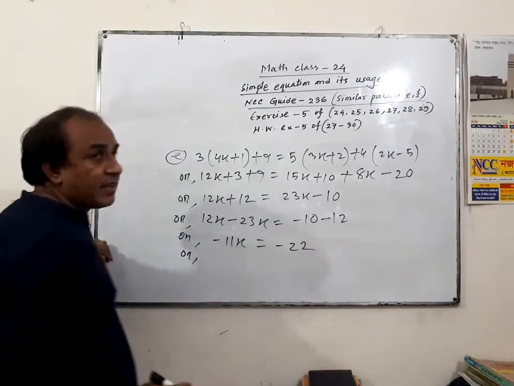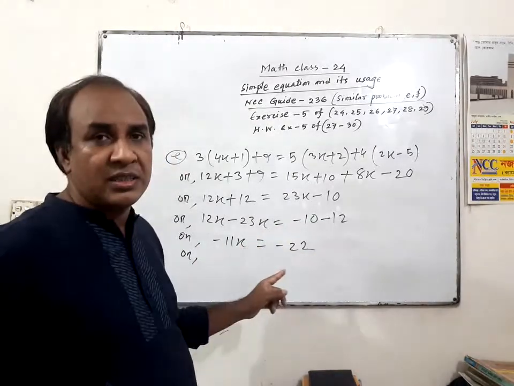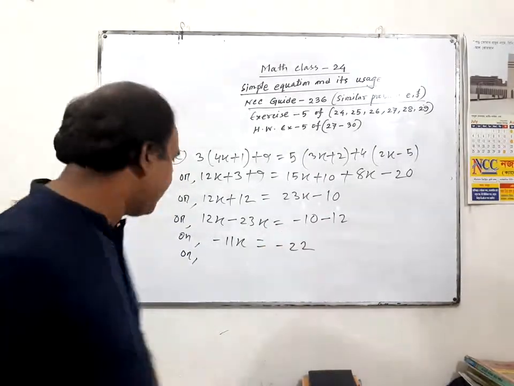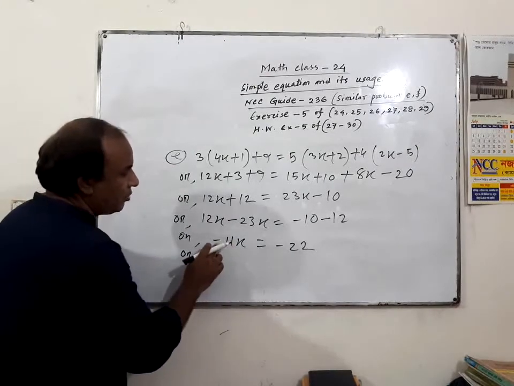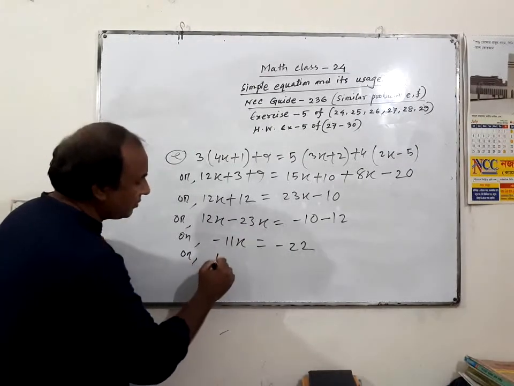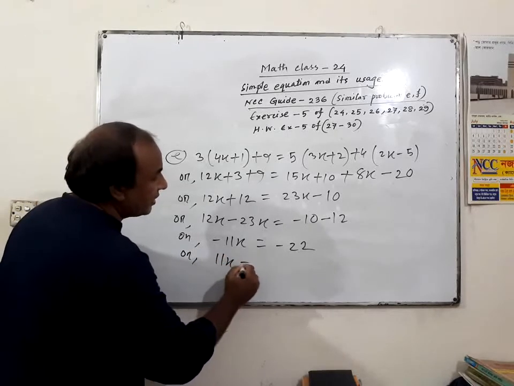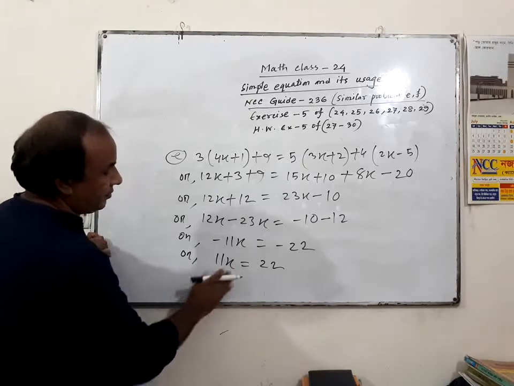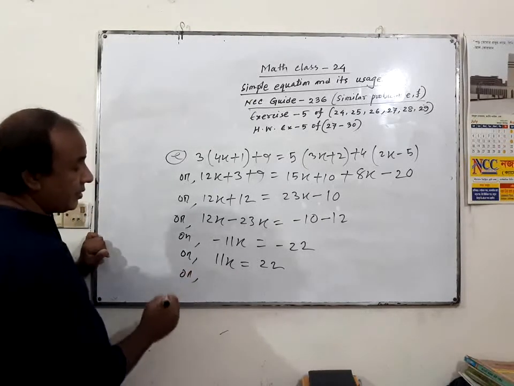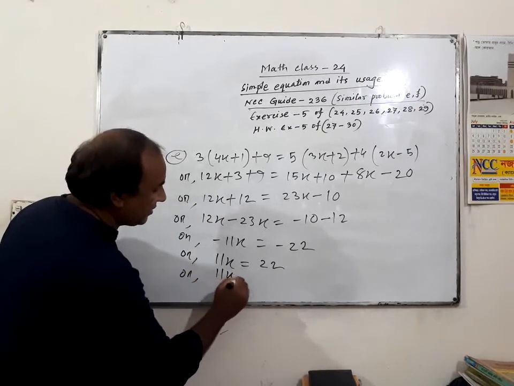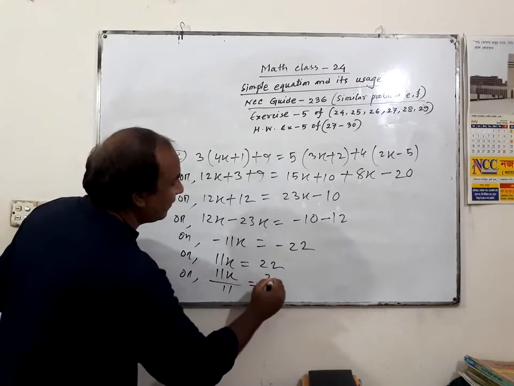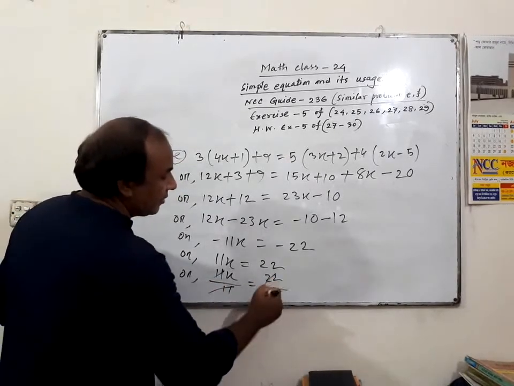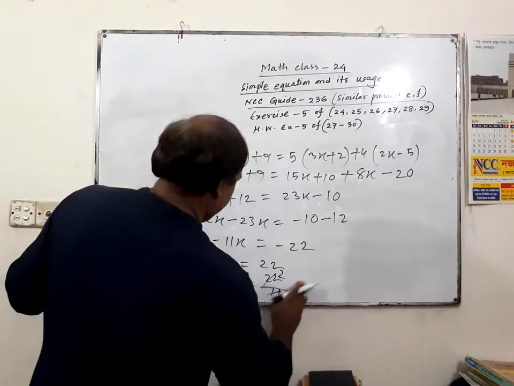Minus together: some students can think minus minus is plus. No, I am not going to multiply, I am just going to add. So the minus signs we can withdraw. So 11x is equal to 22. 11x divided by 11, 22 divided by 11, is 2.